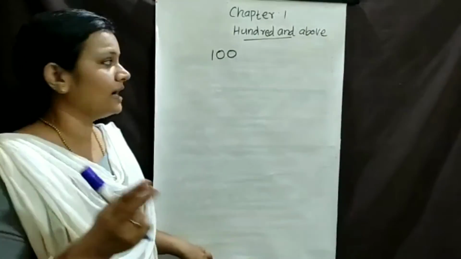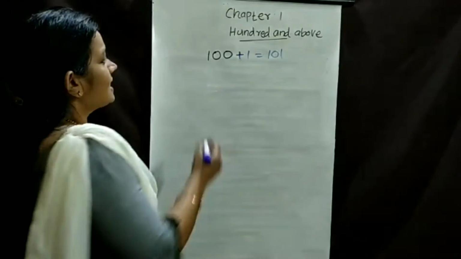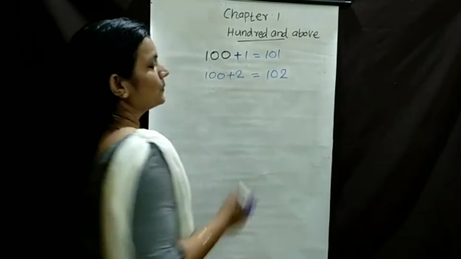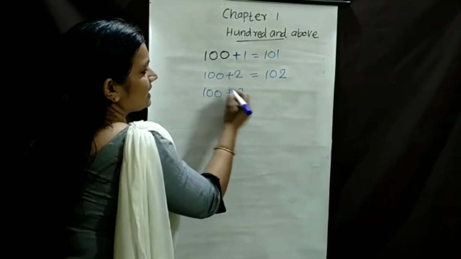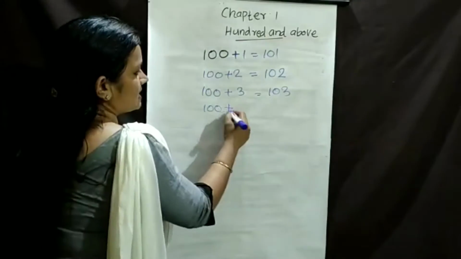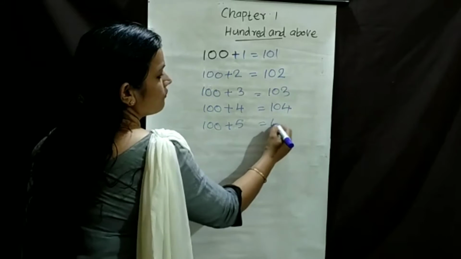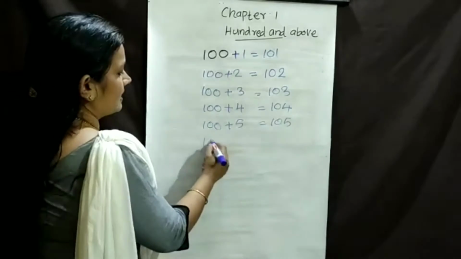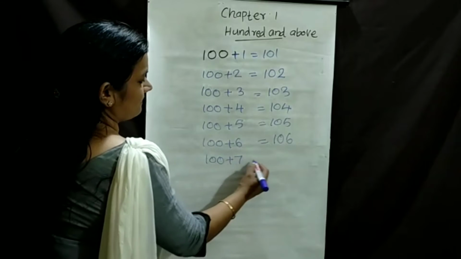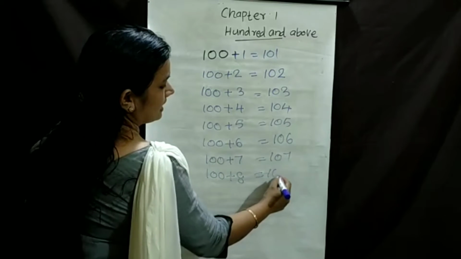When we add 1 to 100, we get 101. Next, 100 plus 2 becomes 102. 100 plus 3 becomes 103. 100 plus 4, 104. 100 plus 5, 105. 100 plus 6, 106. 100 plus 7, 107. 100 plus 8, 108.